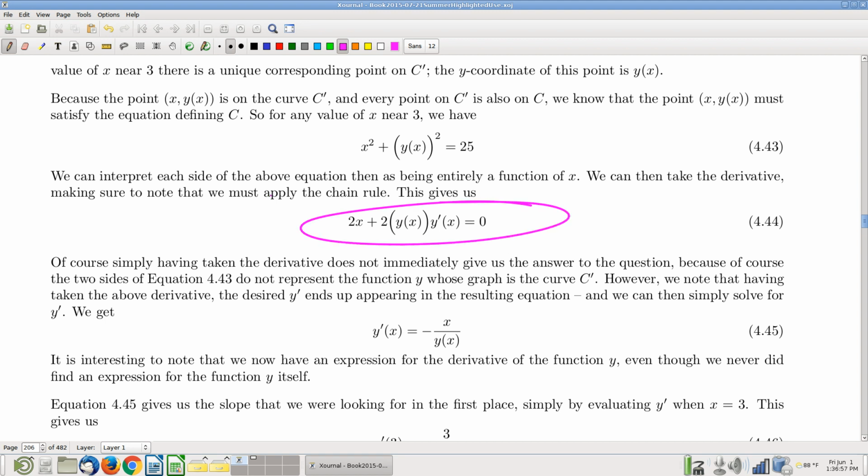And this is not what I'm looking for. So I took a derivative, admittedly, right? But I took a derivative of an equation. I did not take a derivative of the function y. I took a derivative of an equation involving y. So I don't yet have the answer that I'm looking for, but the answer that I'm looking for has at least showed up. And so now you can just solve for the thing that you want.